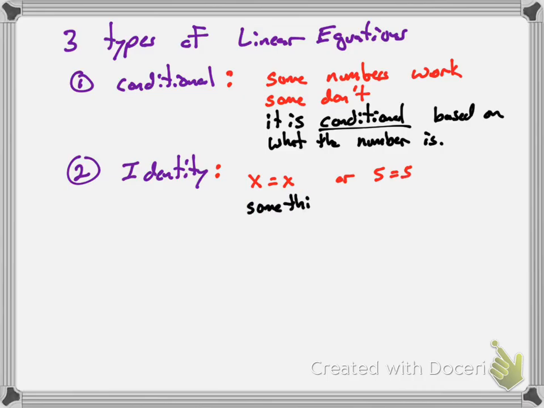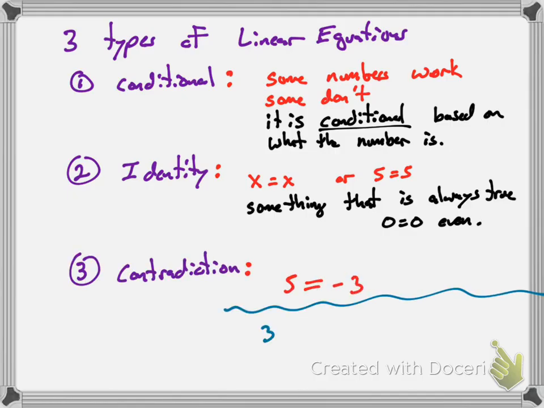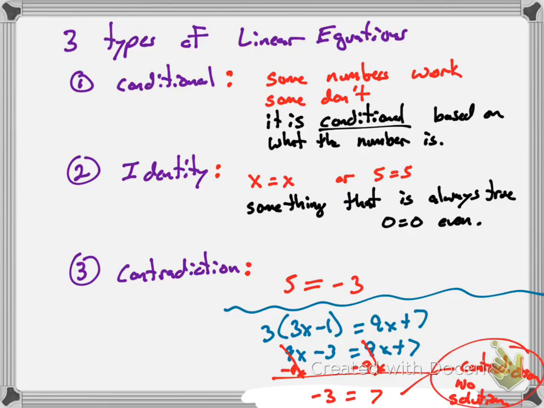The next type of equation is called an identity. When you're solving identities, you get x equal x or 5 equal 5. You get something that's always true. 0 equals 0 even. Then there's a contradiction. 5 equals negative 3. That's not going to work. An example that I've given you here is 3 times the parentheses 3x minus 1 equals 9x plus 7. We can take on the left-hand side of the equals and distribute the 3. Now we can start solving that, subtract 9x from both sides. We get negative 3 equals 7. That's not true. That's a contradiction. These are the equations that are going to be no solution. So we have conditional, identity, and contradiction, just being able to identify those.